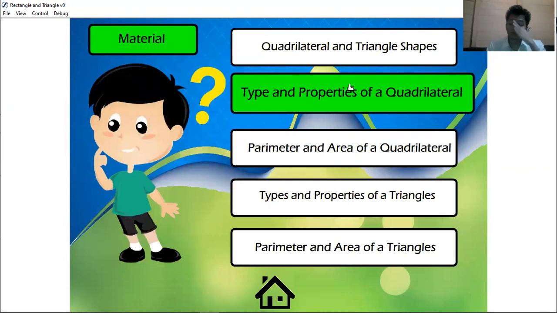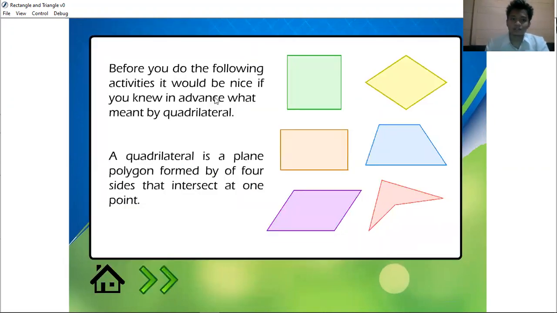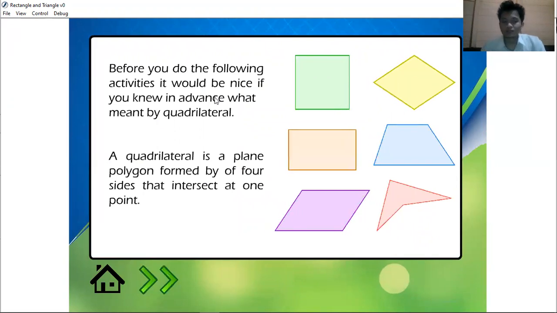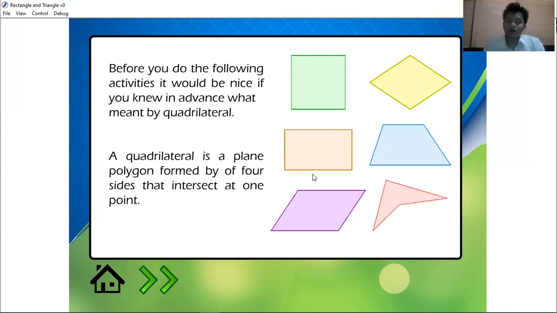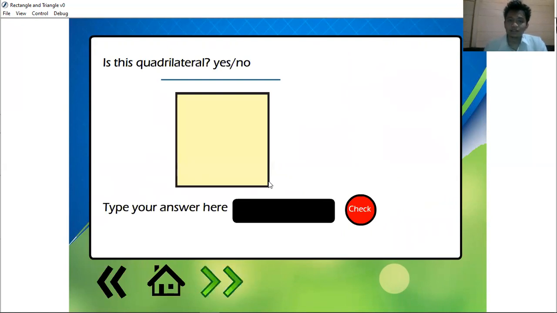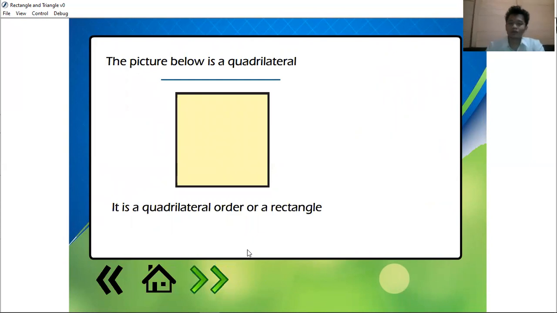Next are the types and properties of a quadrilateral. Before you do the following activities, it would be nice to know in advance what is meant by a quadrilateral. A quadrilateral is a plane polygon formed by four sides that intersect at one point. Next, is this a quadrilateral? Yes or no? That's your answer here. Yes. And check, it's correct. The picture below is a quadrilateral, in the form of a rectangle.